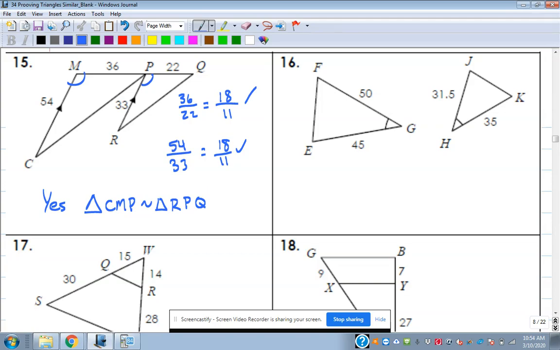What about 16? Are they similar? The ratio is the same and everything, right? So you have the angle in between marked for us already. We did 45 over 35 and then 50 over 31.5, and they are the same. So these are yes. And then triangle, I'm just going to follow the sides and the angle: EGF is similar to JHK.